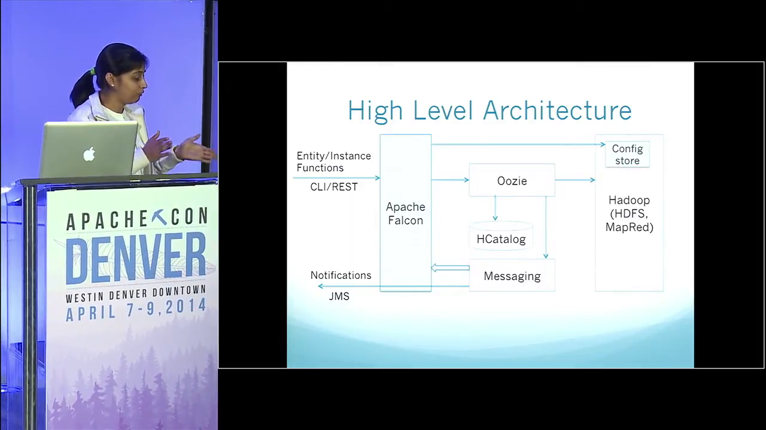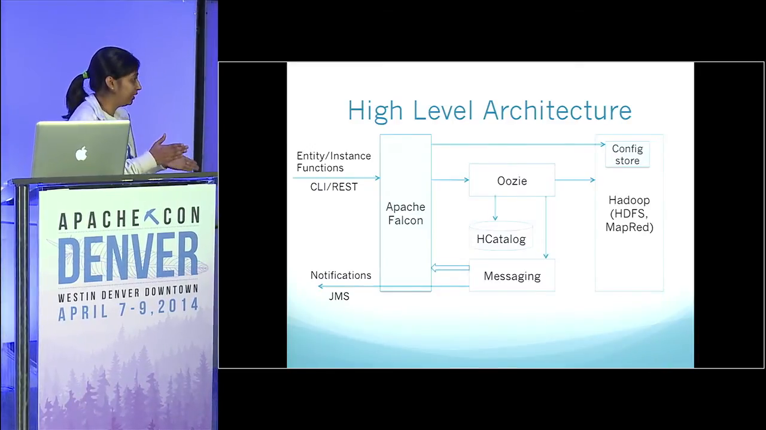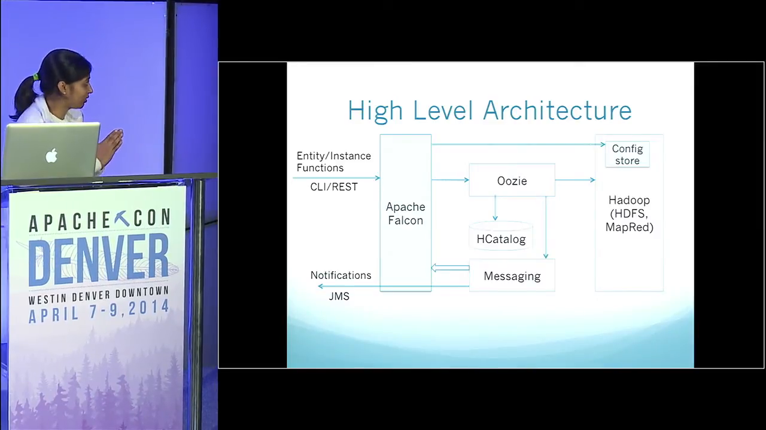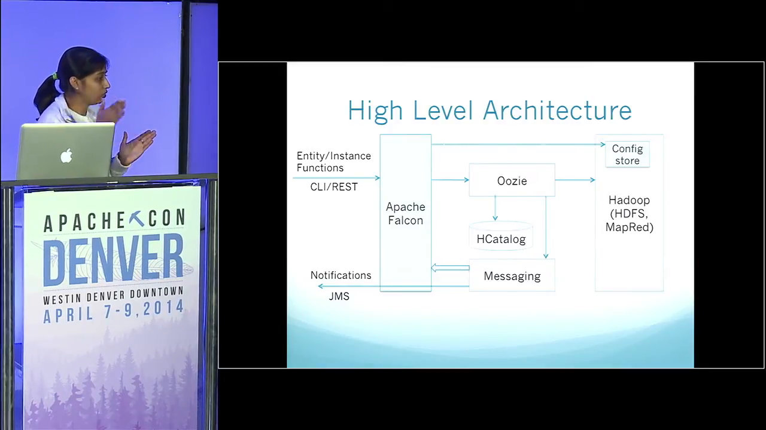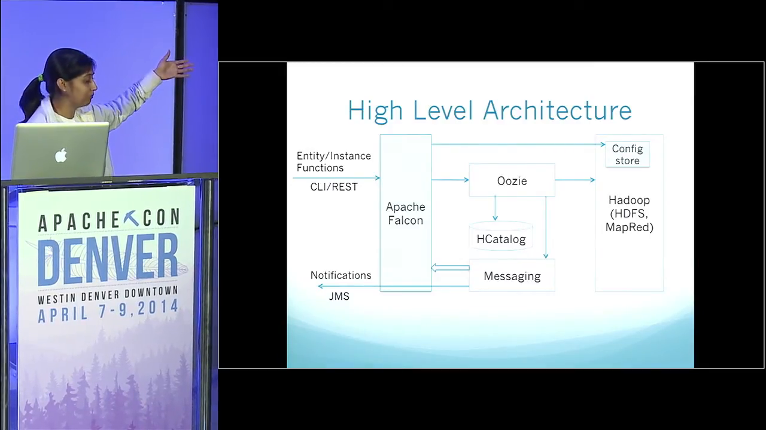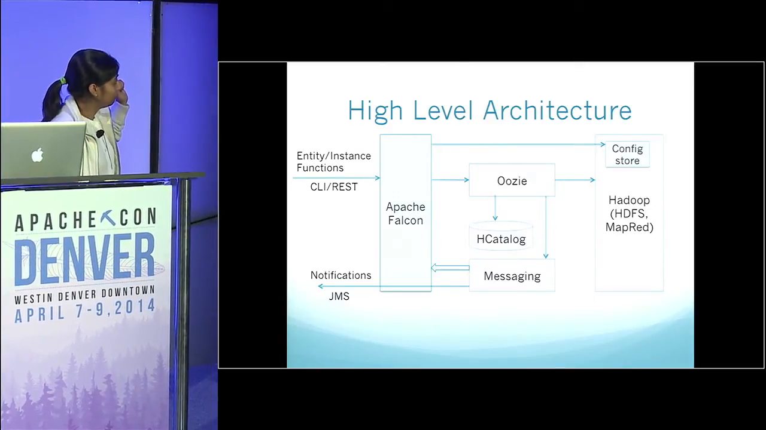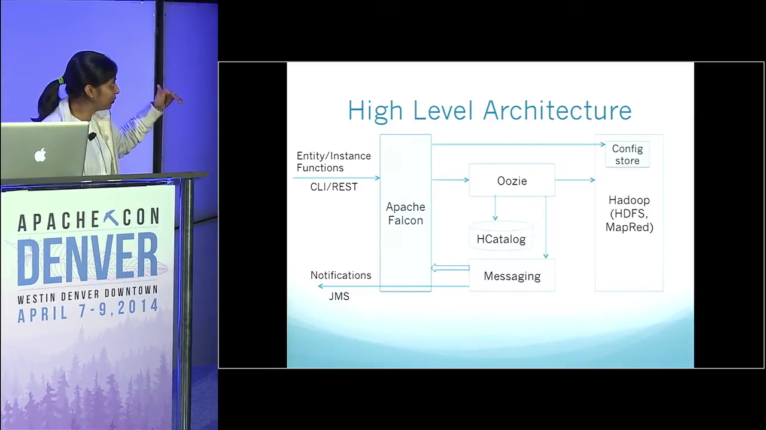So Falcon is just a high level abstraction. It doesn't do any of the heavy lifting. The process orchestration, the feed retention and the replication, all this is scheduled on a scheduler. In this example, we have taken Oozie, but it's possible to plug in any other workflow engine if available. So Falcon just abstracts out and all this heavy lifting is done by Oozie.